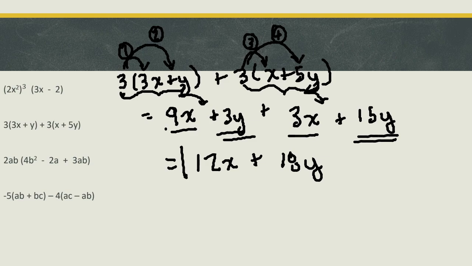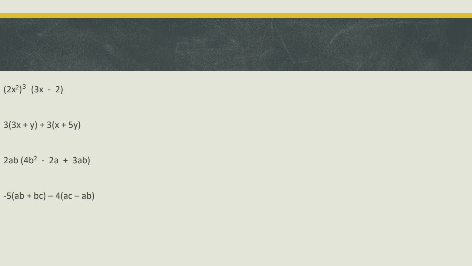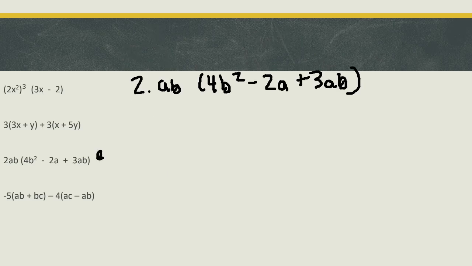Okay, so let's move on to this one. We have 2ab(4b² − 2a + 3ab). In the distribution law, it doesn't just need a binomial in the second term, right? A binomial means 2 terms, a monomial is 1 term, a trinomial is 3 terms. I think we covered that in the last video. I hope so. Pretty sure we did.